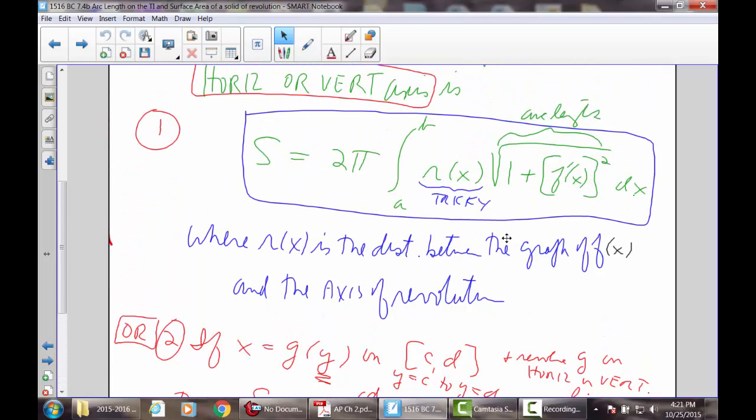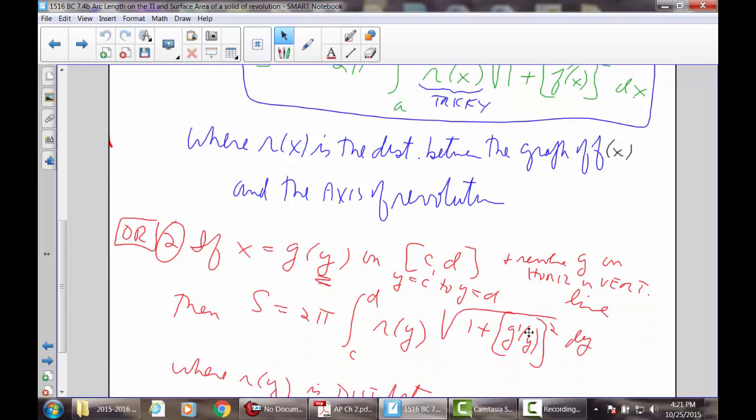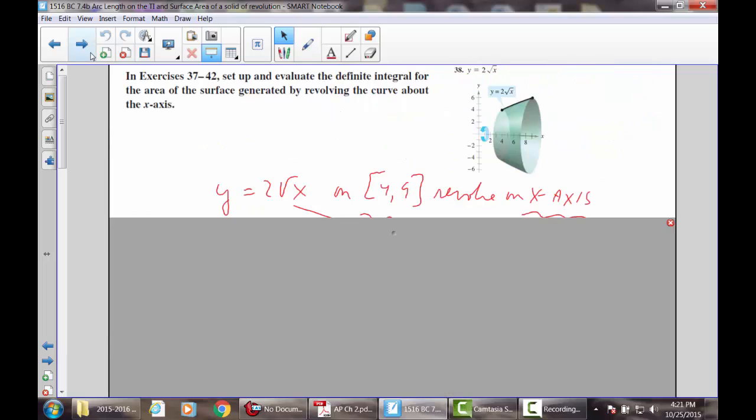So here's what's going to happen. You're not really going to decide whether to use x or y based on whether you have a horizontal or vertical axis of revolution, which is exactly what we used to do for volume. We're not doing that this time. You're going to use it in terms of x if the function is given to you in terms of x, and you'll do it in terms of y if the function is given to you in terms of y. So the best way to do this is to look at an example.